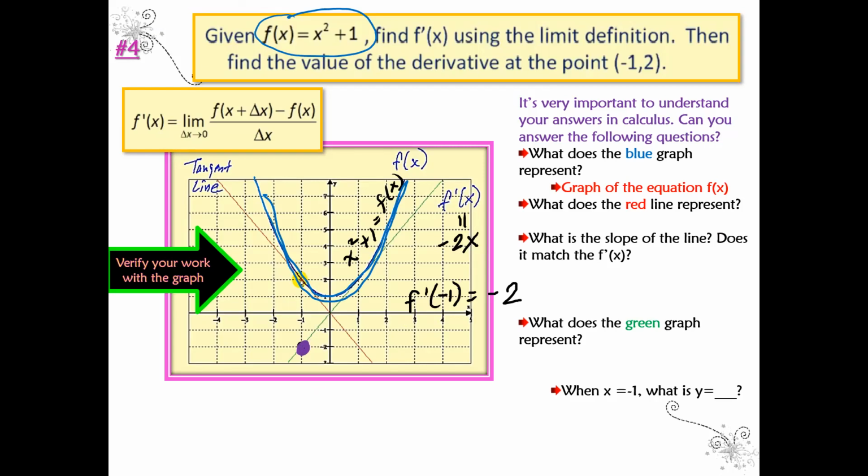I just lost my train of thought. I'm sorry. Okay, so let's go back to this. What does the blue line represent? It represents the equation f of x. What does the red line represent?